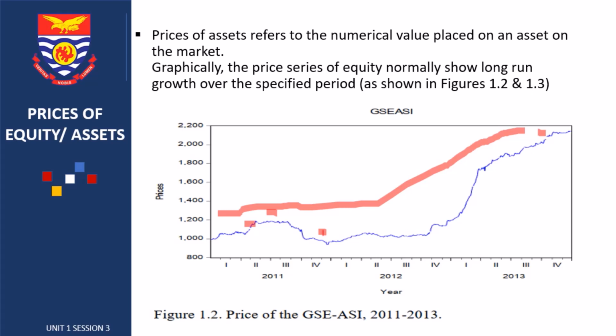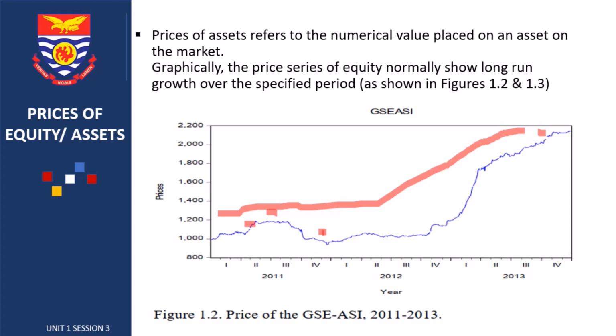We should also understand that the price of an asset refers simply to the numerical value placed on assets in a market. So, like the Ghana Stock Exchange, for instance, there are a lot of firms on the exchange, and the stock index is simply an aggregation or a weighted average of all the stocks being traded on the stock exchange on a particular day.